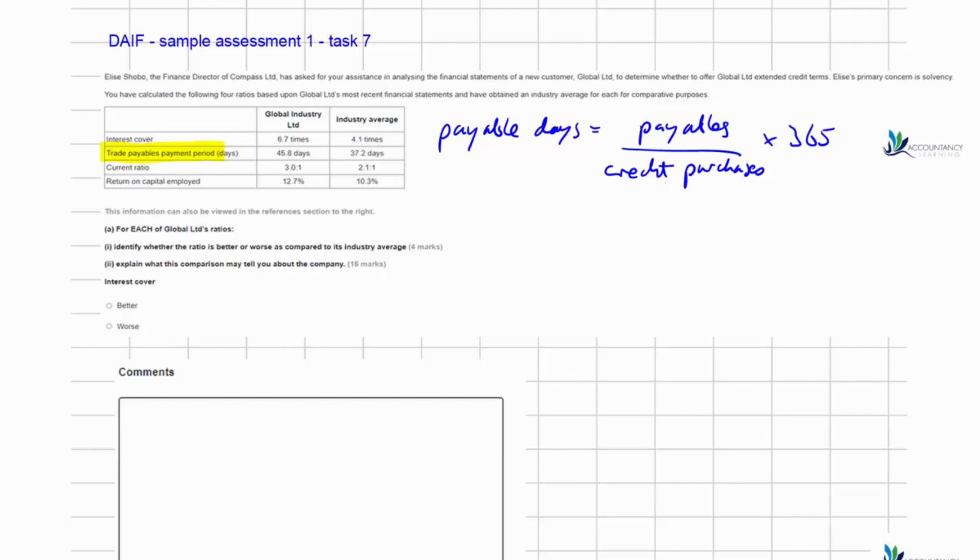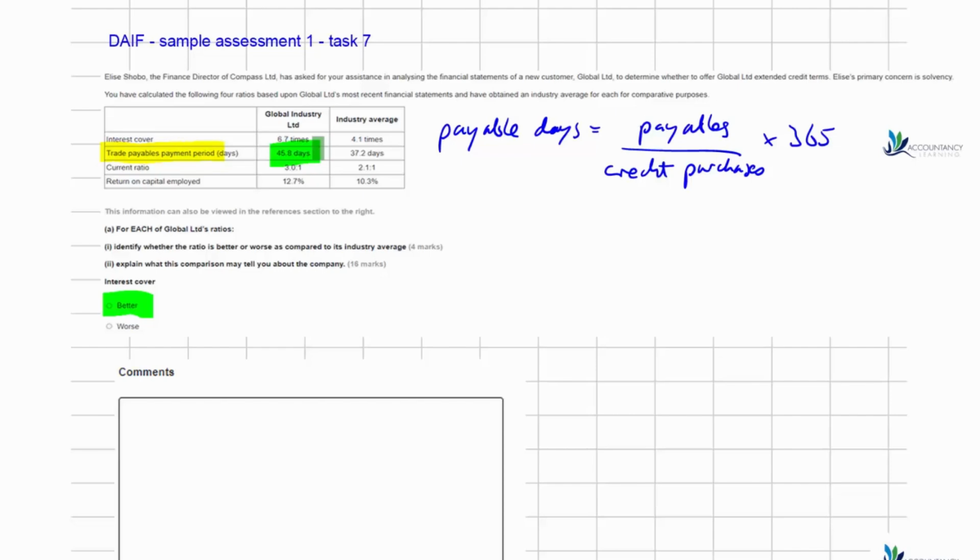So is that a good or a bad thing? Well, it really depends on your point of view. In the AAT sample assessment, it says that the ratio is better than the industry average. So why is it better? Because if we take longer to pay our suppliers, that means that we have controlled our working capital better. The cash is sitting in our bank account for longer rather than giving it to the suppliers earlier.